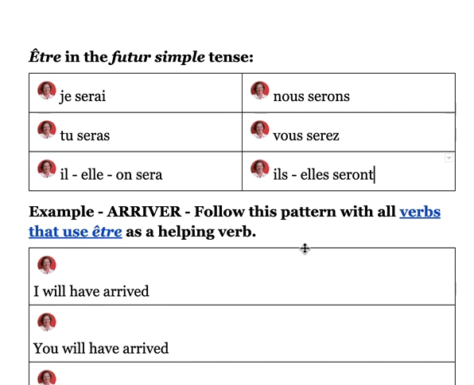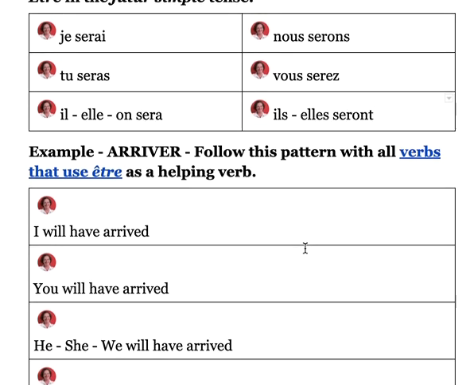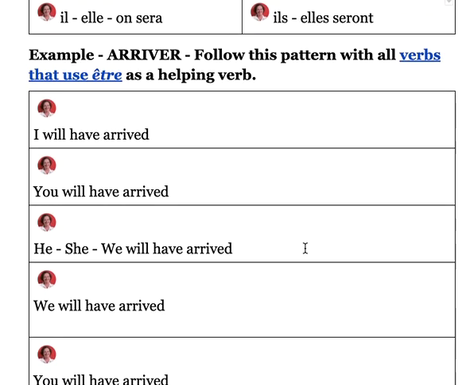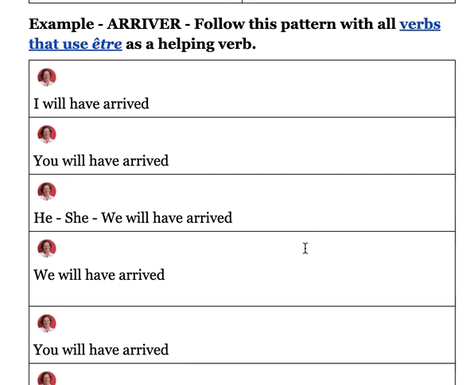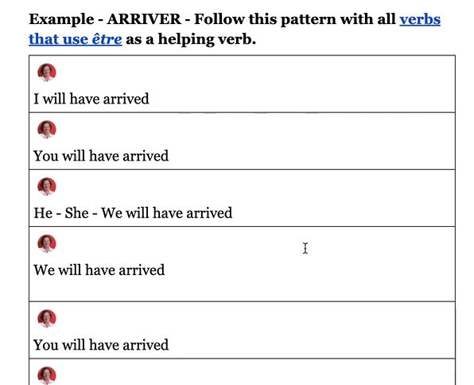So I've chosen the verb arriver, right? It uses être as helping verb. It's also a regular ER verb. So you're going to follow this pattern with all verbs that use être as a helping verb. So that's your Dr. and Mrs. P. Vandertramp verbs, right? So we want to say, I will have arrived. Je serai arrivé. Not forgetting that we always have to make agreement when necessary if être is our helping verb, right?